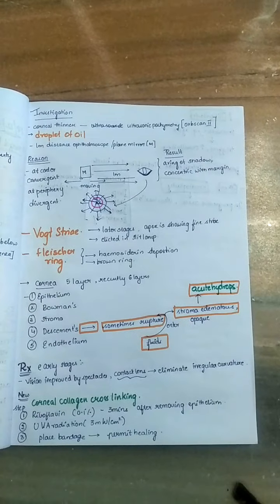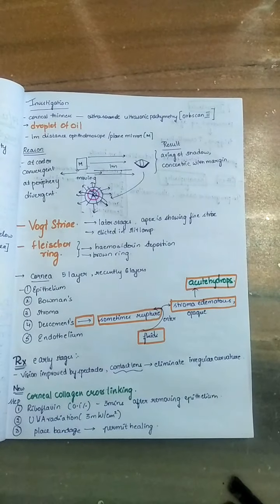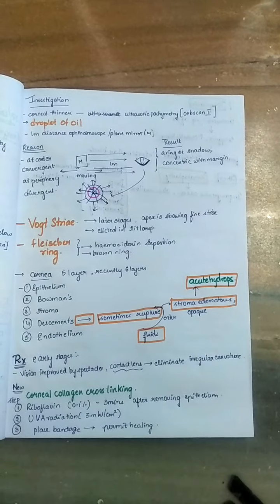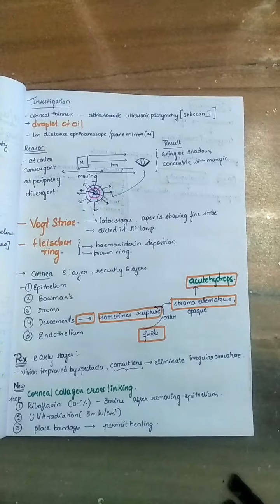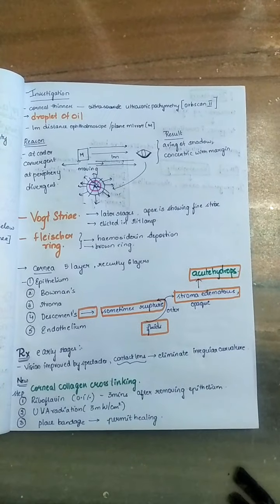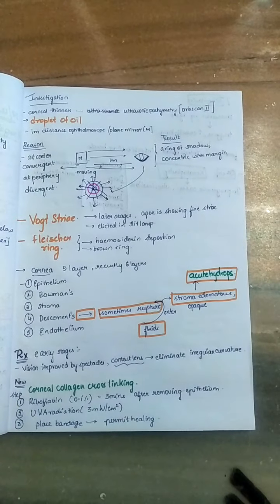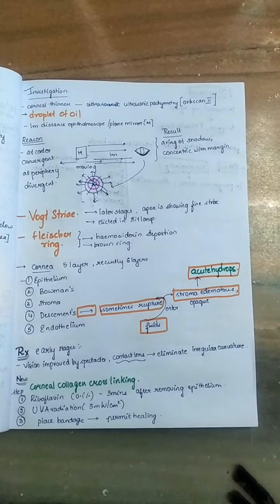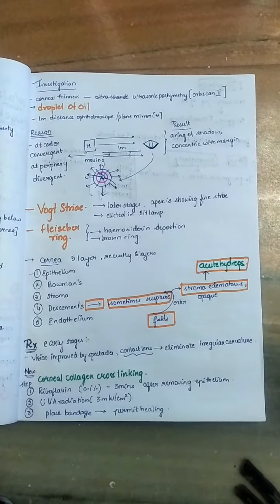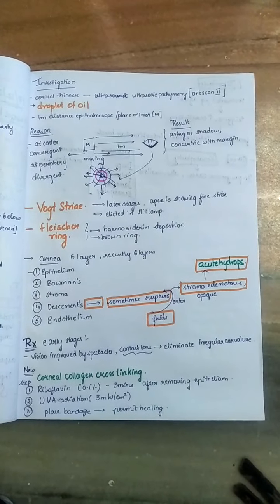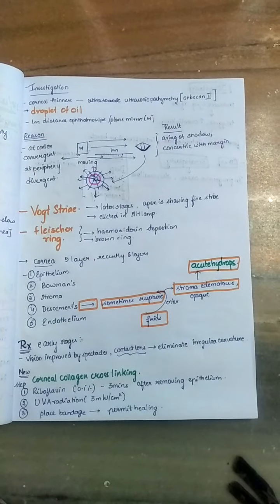Coming to the investigations, firstly, corneal thickness can be measured by ultrasonic pachymetry or OPD scan too. Next, the oil droplet sign can be elicited by the examiner on the patient. The examiner and the patient should sit 1 meter apart. The examiner takes a mirror of the ophthalmoscope, and the mirror is moved forward or backward. The result is that a ring of shadow concentric with the margin can be seen.